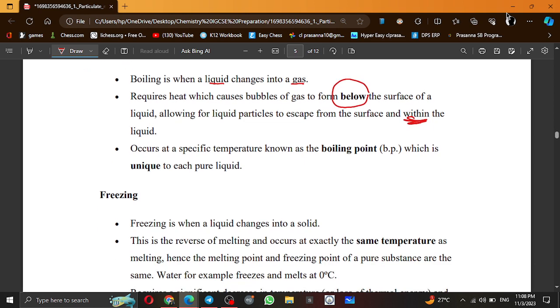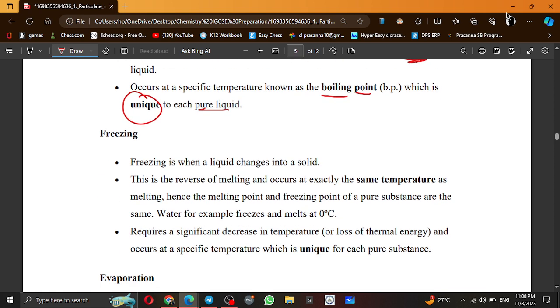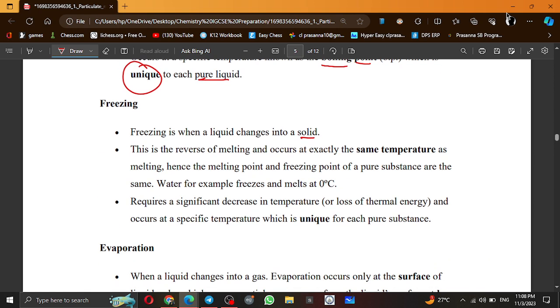Boiling occurs at a specific temperature known as the boiling point, which is unique to each pure liquid. Freezing is when a liquid changes to a solid. This is the reverse of melting and occurs exactly at the same temperature as I stated before. Hence, the melting point and freezing point of a pure substance are the same. Water freezes and melts at 0 degrees Celsius, which we all obviously know. It requires a significant decrease in temperature and occurs at a specific temperature.